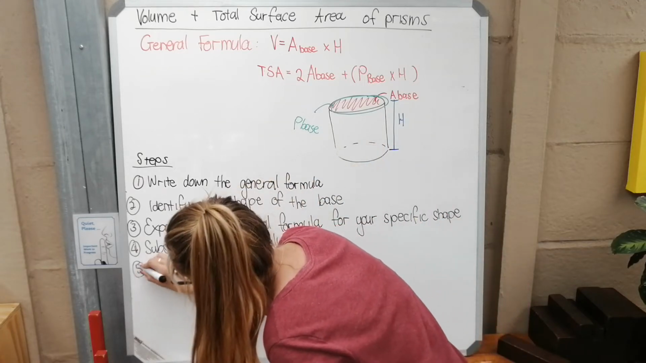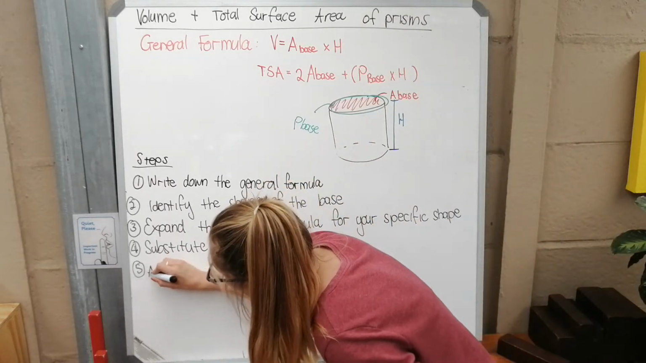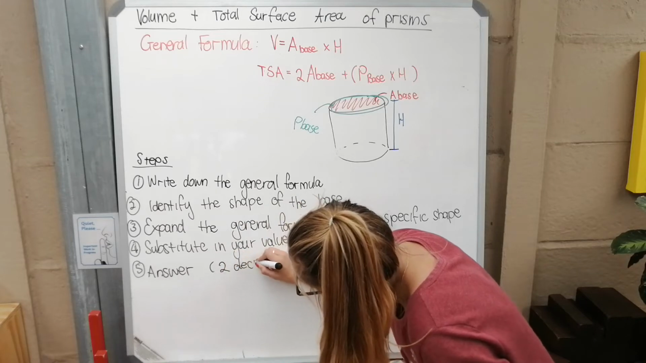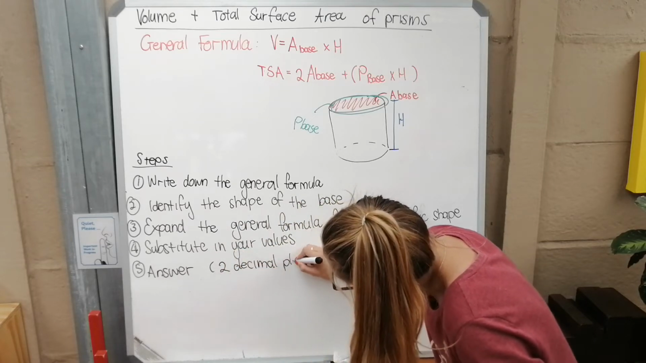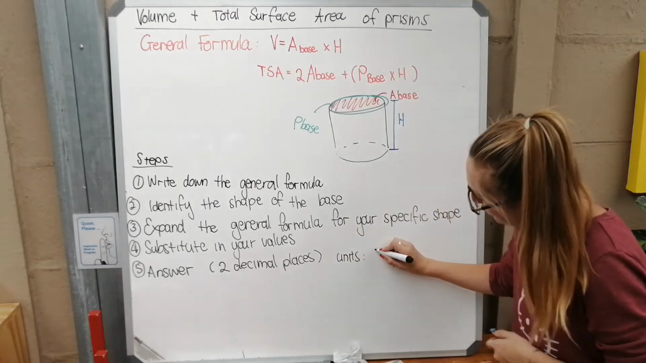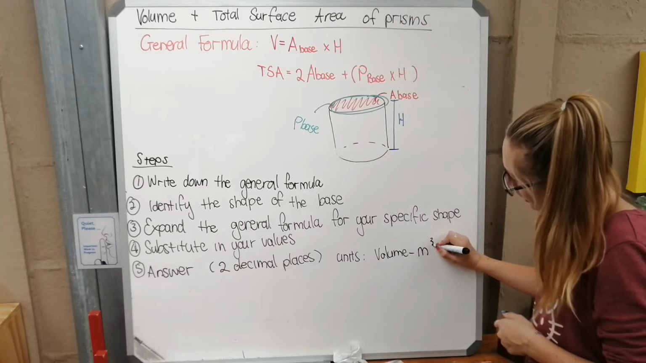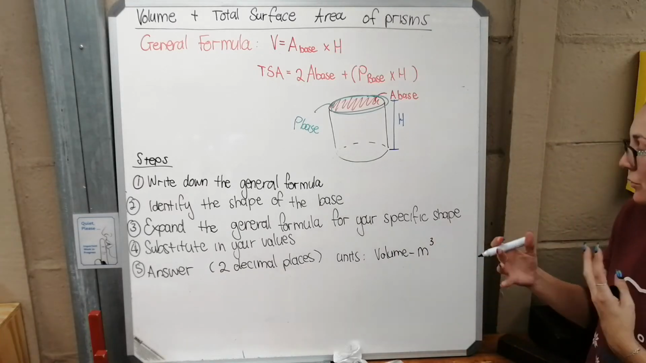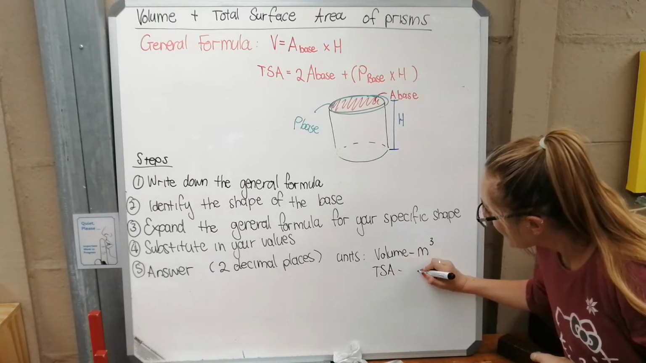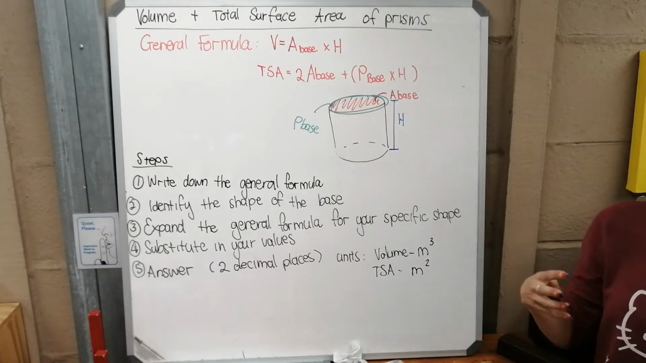Step 5, you type it all into your calculator basically, and you get the answer, and your answer needs to be rounded off to 2 decimal places. Your units for volume are meters cubed or centimeters cubed or whatever your unit is cubed, and for total surface area it's meters squared or centimeters squared or whatever your unit is squared.